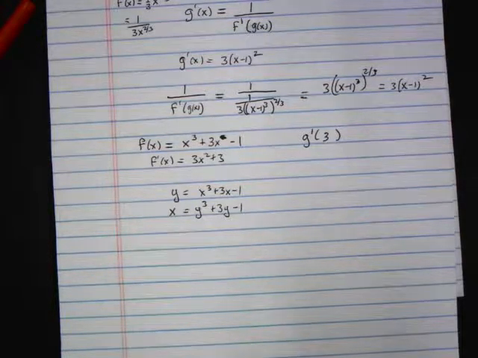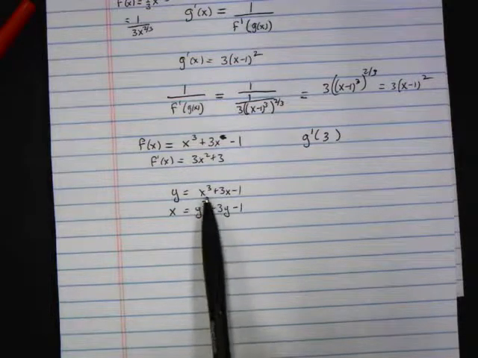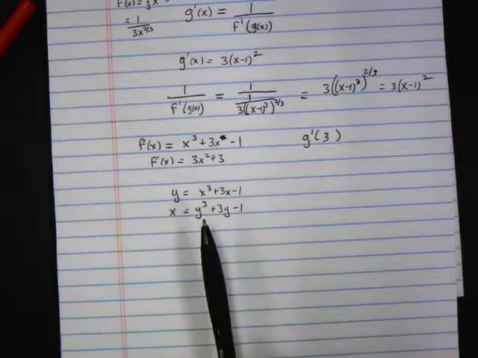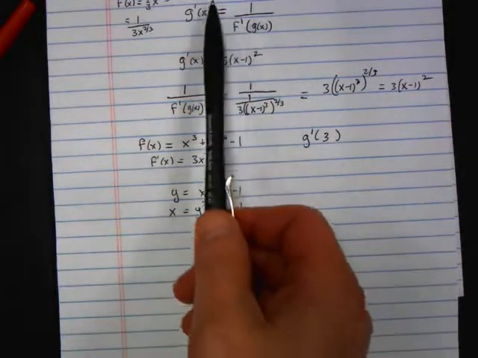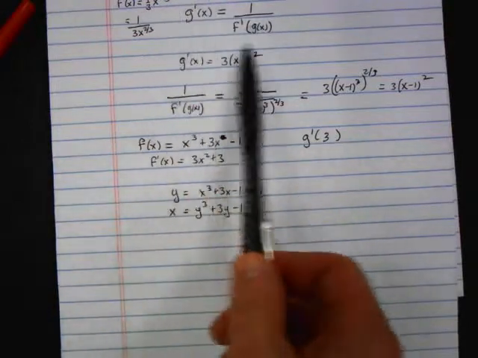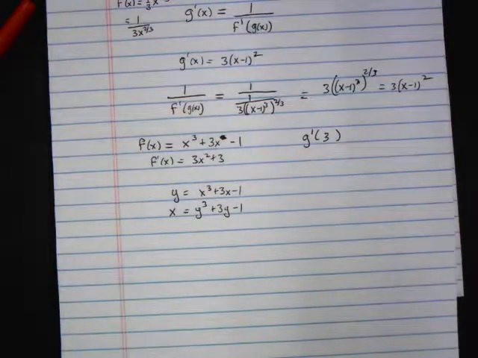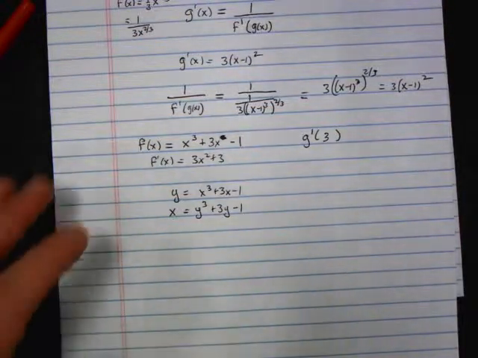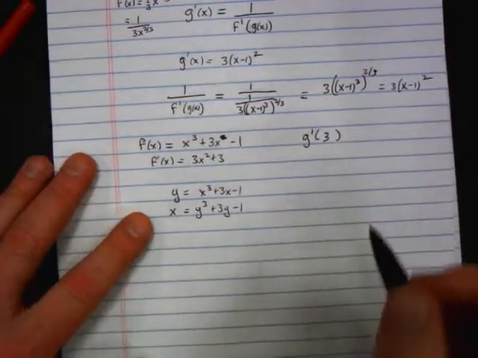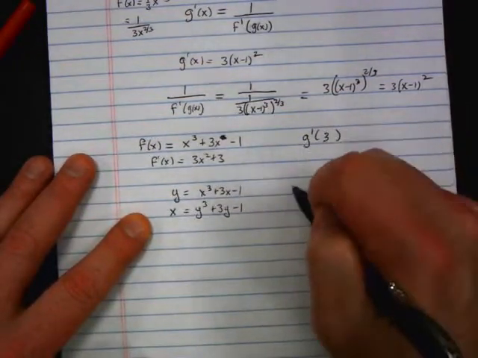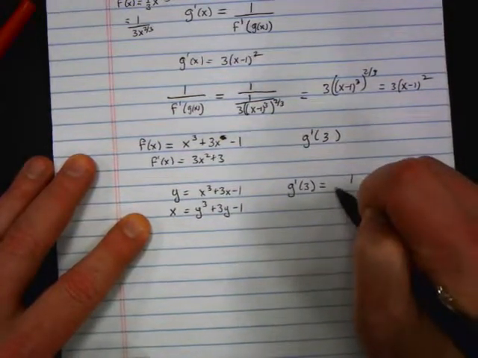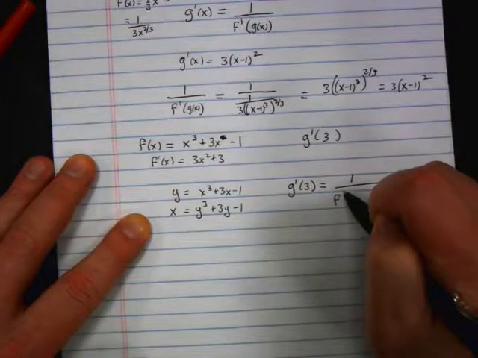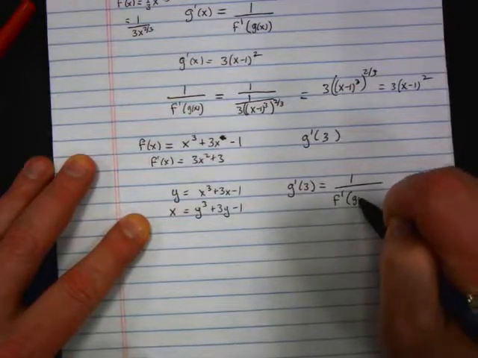I know it can be done because I know there's a cubic formula, just like I know there's a quadratic formula. But I don't know what the cubic formula is. It's big and long and ugly, and I don't want to deal with it. Anyway, using this theorem back up here, however, we can still find the derivative. So g prime at 3, even though we can't find the inverse, we can still find its derivative. g prime at 3 is going to be 1 over f prime at g of 3.